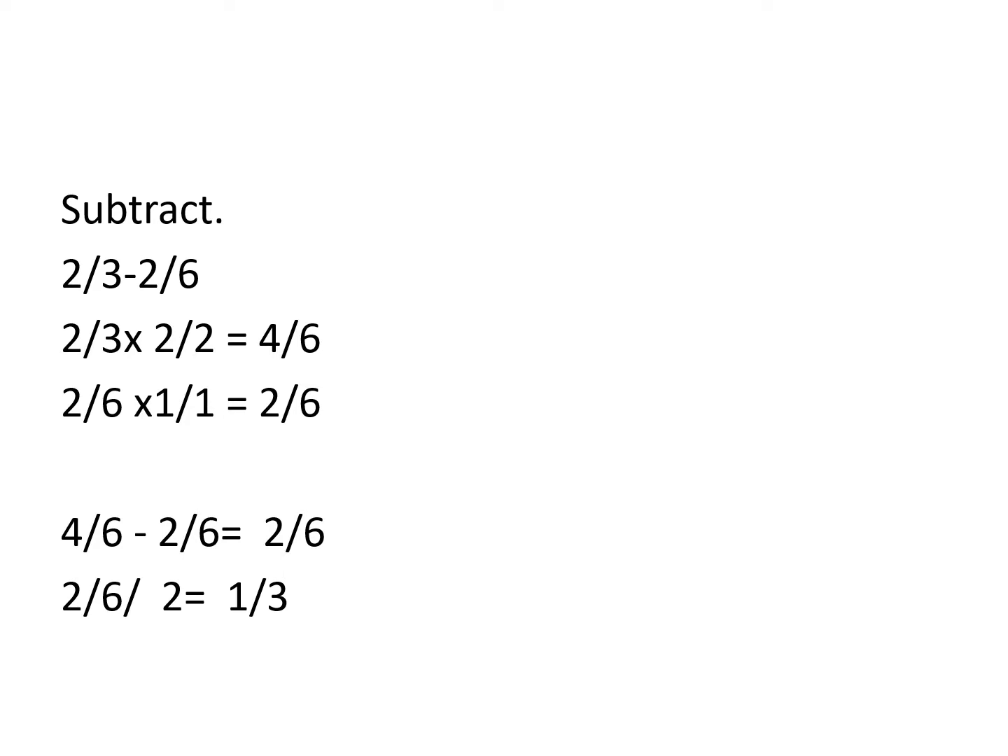First of all, the first fraction is 2 by 3 and the second fraction is 2 by 6. If we multiply 3 with 2, we will get 6. We have to make them like fractions. That's why 3 is multiplied by 2. The answer is 4 by 6. And the second denominator is already 6, so there is no need to multiply it with any other number. We will multiply it with 1. 2 by 6 multiplied by 1 is equal to 2 by 6. Now you have to subtract: 4 by 6 minus 2 by 6 is equal to 2 by 6.